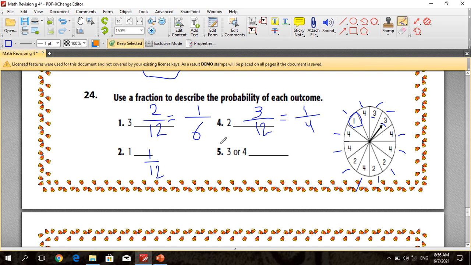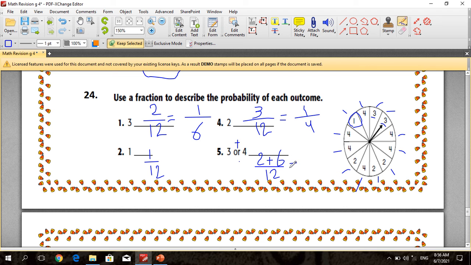Now he asks you, what is the probability of getting number 3 or 4? Or, that means you will make plus. So let's make fractions. How many 3s do we have here? We have only 2 threes. So that will be 2. Plus, how many 4s do we have here? Count with me. 1, 2, 3, 4, 5, 6. So we have 6 fours. So let's write 6 over 12.